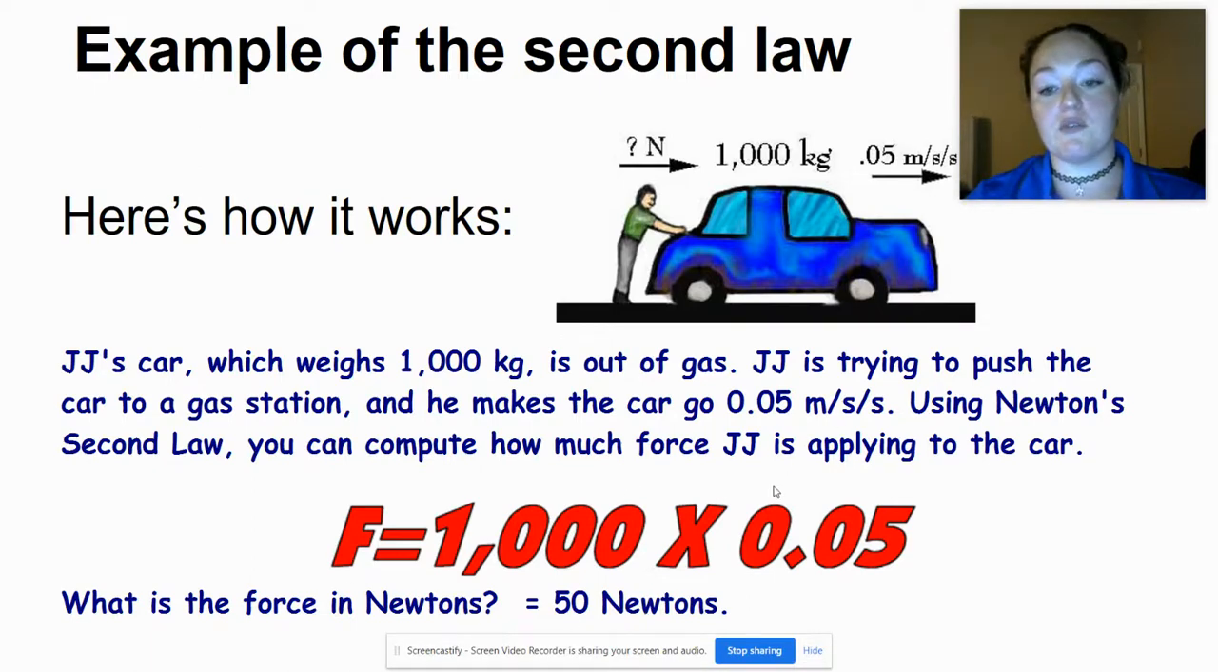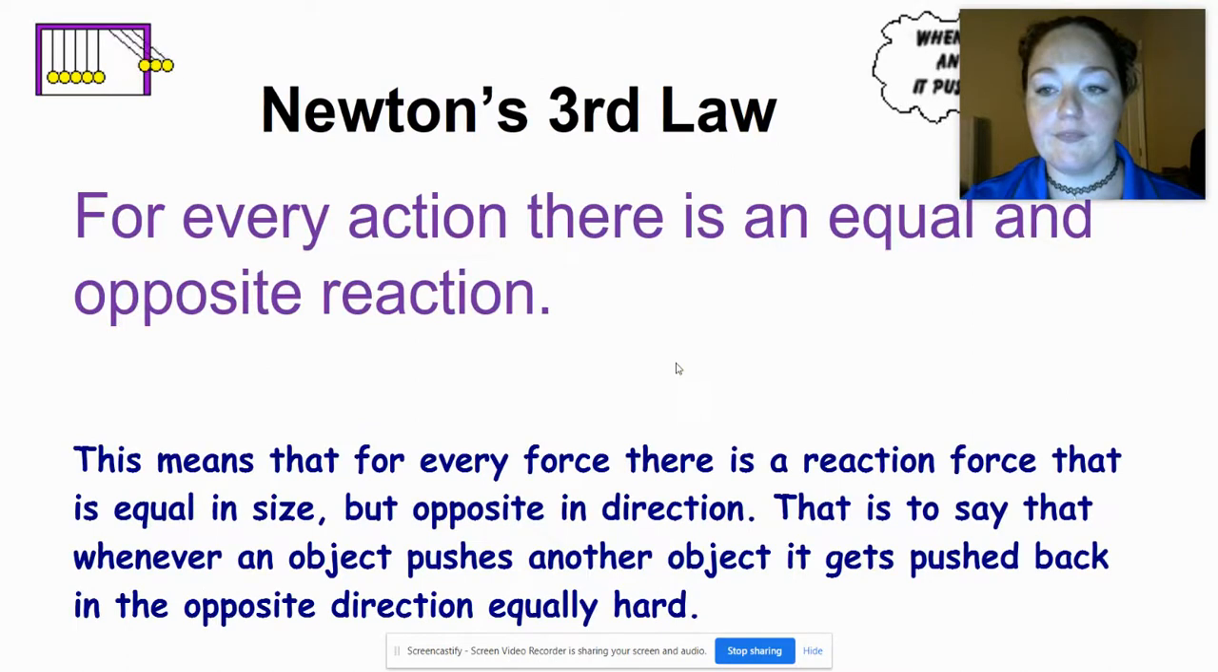So when you hear force equals mass times acceleration, you're like, what? But obviously it's super simple. You're learning.